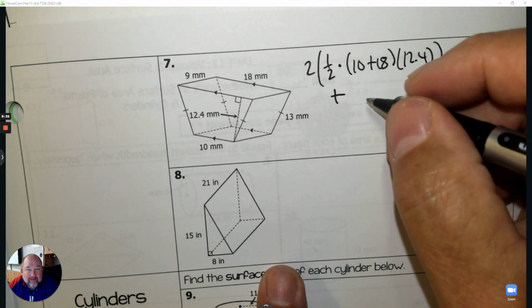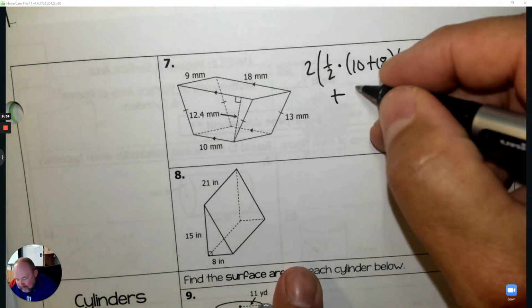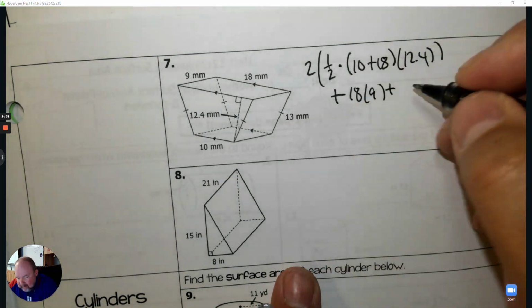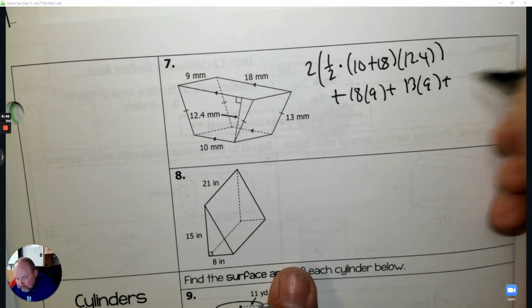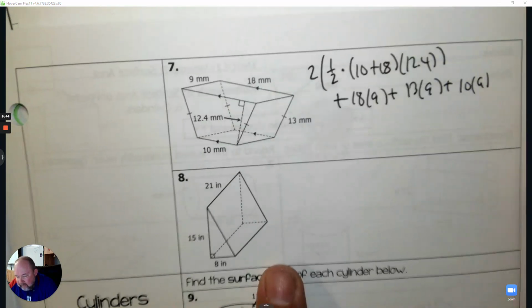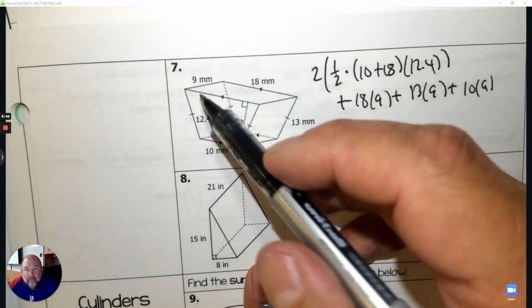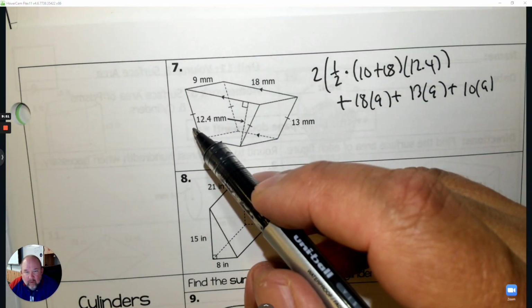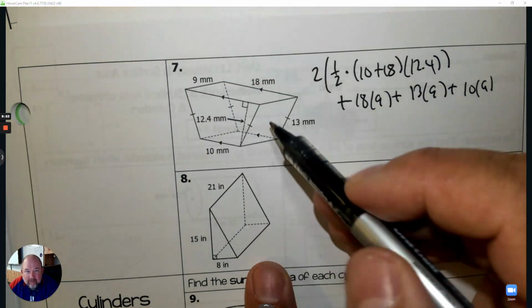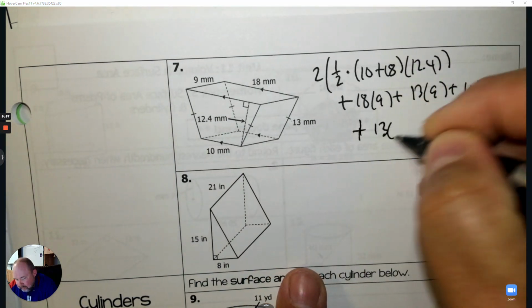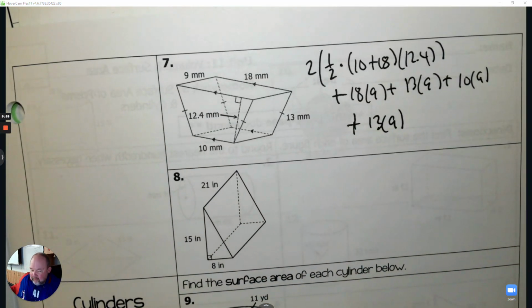Plus the rectangles. So we have 18 by 9. We have 13 by 9. We have 10 by 9. There's one more I'm missing. What's this one here? Oh, another 13. So there are 2 rectangles that are the same size. So another 13 by 9. I'll just write that here too. And then put that in your calculator.